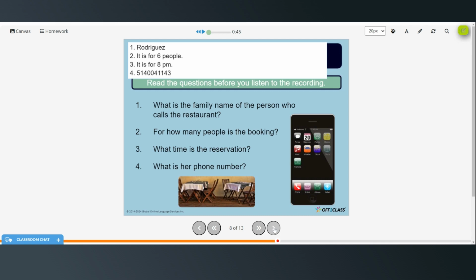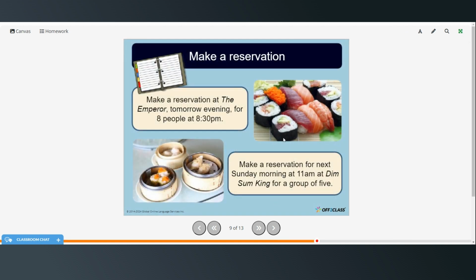All right, so now practice writing a dialogue to make a reservation at the Emperor tomorrow evening for 8 people at 8:30, and then write another dialogue making a reservation for next Sunday morning at 11 a.m. at Dim Sum King for a group of 5. So you can pause the video, do that on your own, and then restart when you're ready to go over the answers.